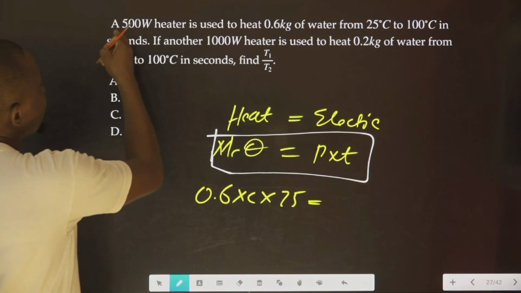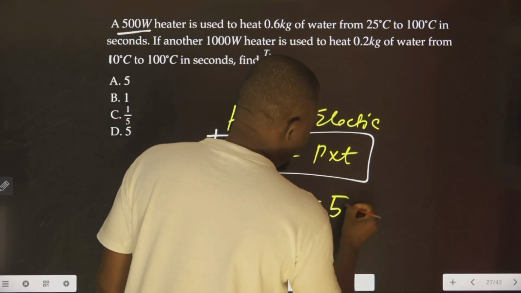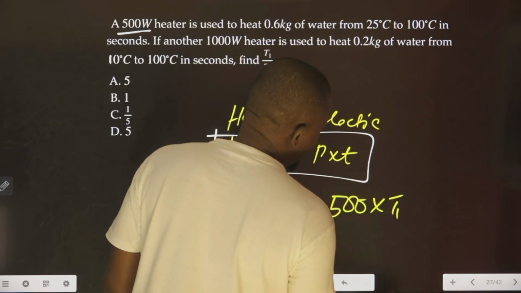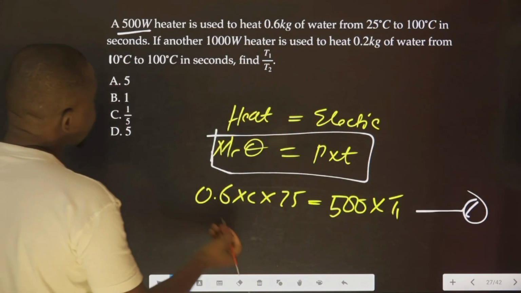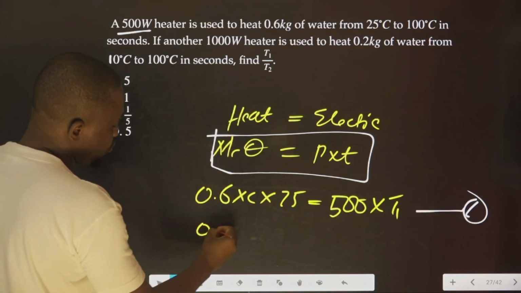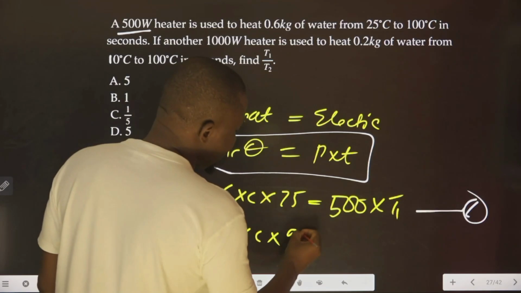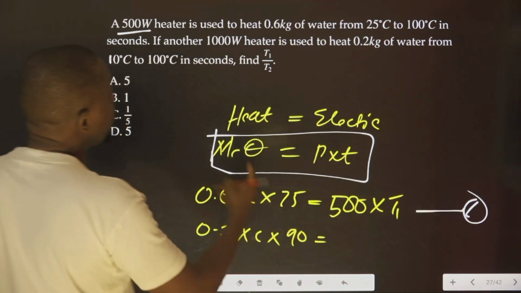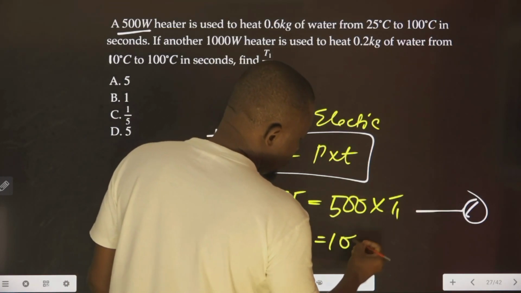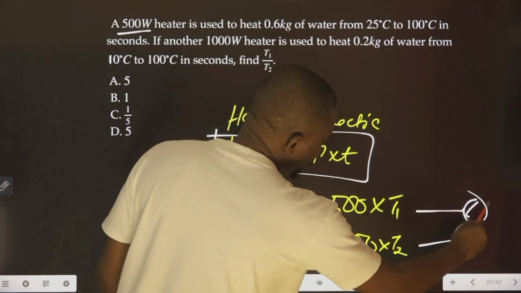Power times time, that is the power multiplied by time, that is 500 multiplied by T1, because we don't know time 2, T1, okay? The second one, the same thing: 0.2 multiplied by C multiplied by the temperature change of 90 degrees, equals 1000 multiplied by T2, that is the second one, okay?